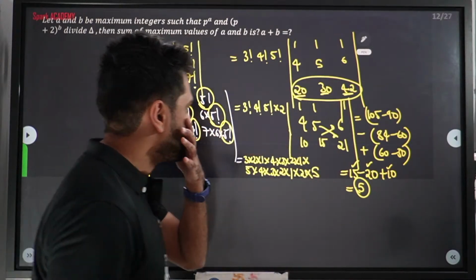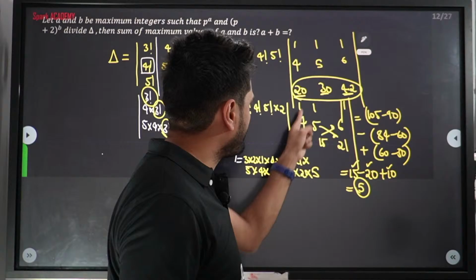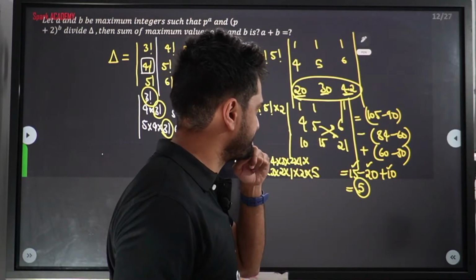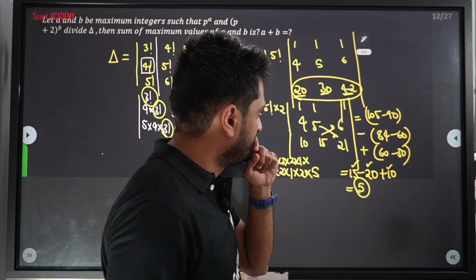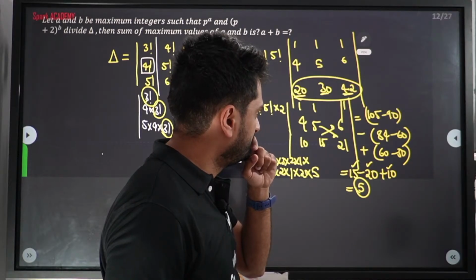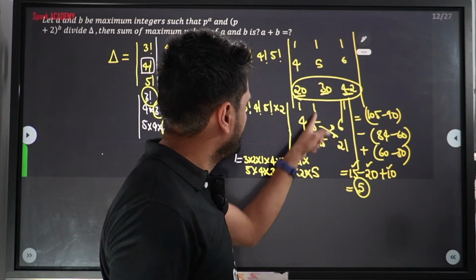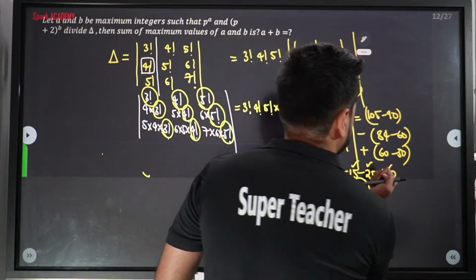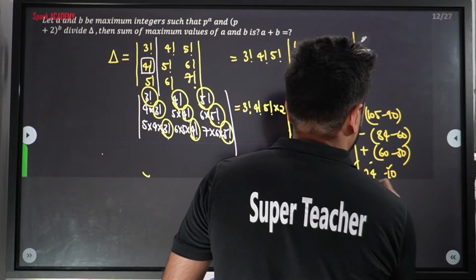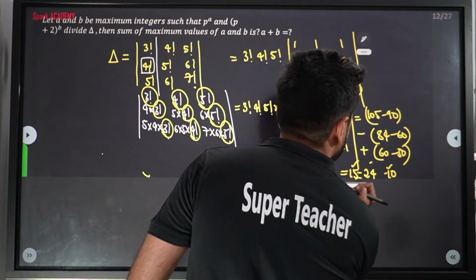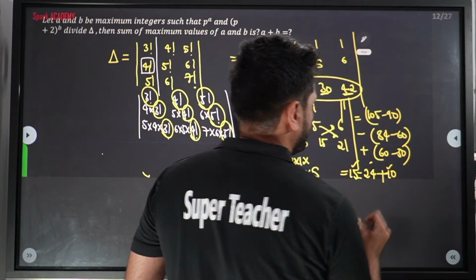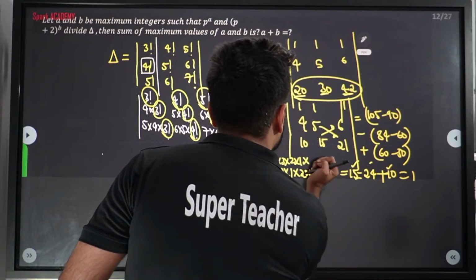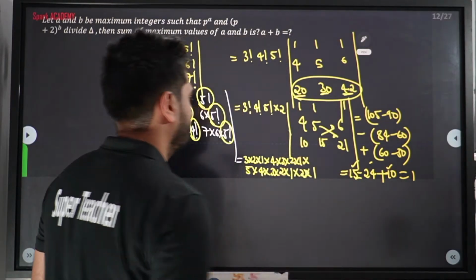Let's do this once again. So I have taken 2 common. So taking 1 common, 105 minus 90 we are getting 15. Minus 1 into 84 minus 60, that is 24. Plus 1 into 60 minus 50, that is 10. So 25 minus 24 actually gives you 1 here. Into 1 we will get.